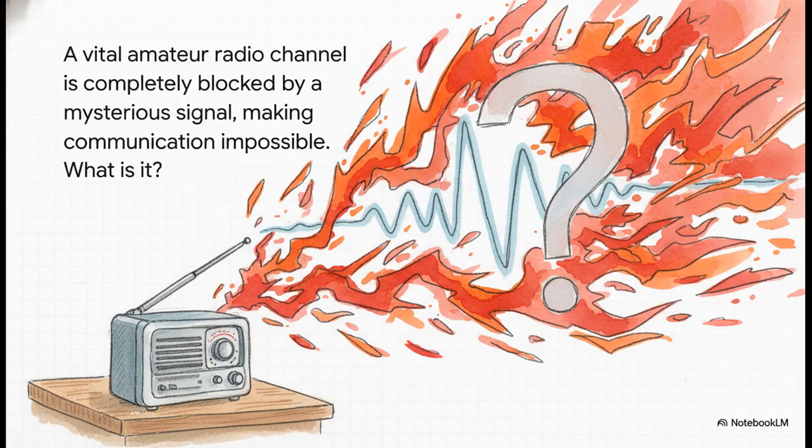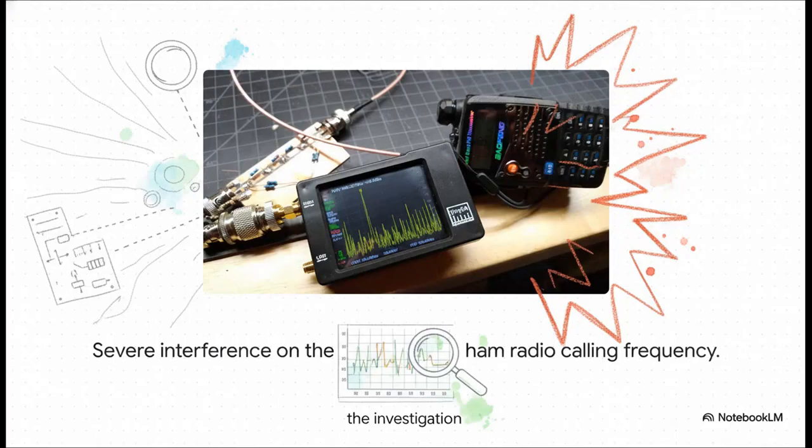So here's the situation. An amateur or ham radio operator discovers that a super important calling frequency is completely blocked. And it's not just static, it's a strong, continuous signal that's making any communication totally impossible. The channel is jammed. But by what? And where is it coming from? This is the scene of the crime. The operator is getting slammed with severe interference right on 146.520 megahertz, which is a critical frequency for local ham radio folks. A strong local signal that should be coming in clear is being completely drowned out.